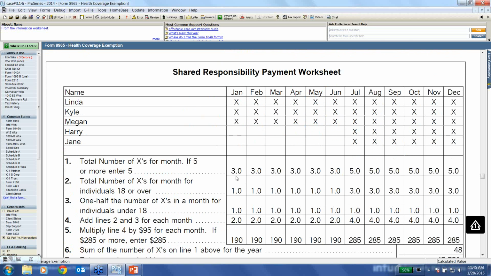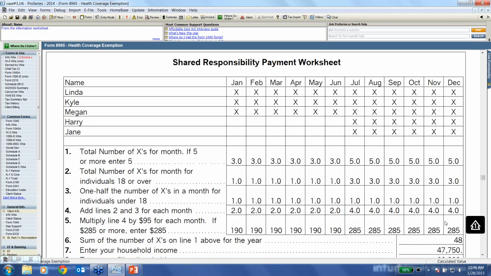Line 1, we're going to have 3s for the first half of the year and then 5 for the rest of the year, because Harry and Jane did have coverage for the first half of the year. For folks over 18, one of the dependents was over 18, so that's going to have a 1 for the first half of the year, and then we add in the adults, and we have 3s for the rest of the year. 2 of the children were under 18, and they didn't have coverage, so we cut that number 2 in half, and we have 1s for the whole year. Grand total, we're going to have 2s for the first half of the year, and then 4s after that.